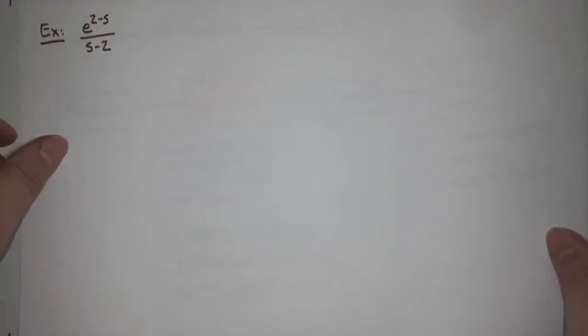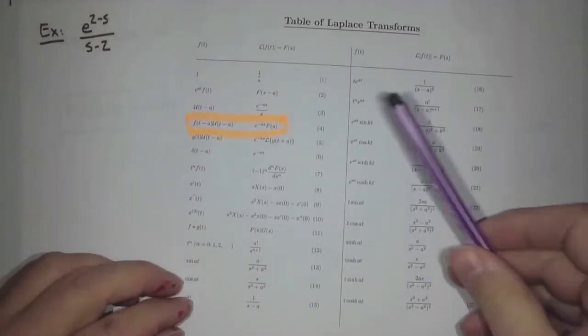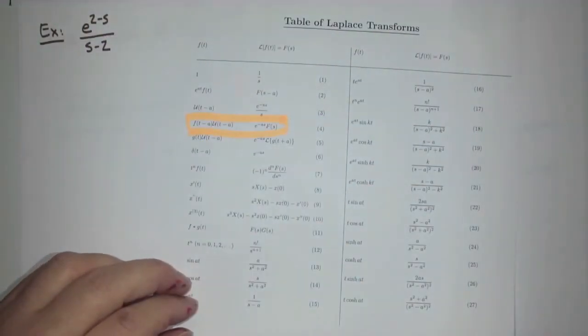Be comfortable with working with e to the a minus b. So for instance, if you saw e to the (2 minus s) over s minus 2, this won't be very profound, but I just want to make sure you'll do it. 2 minus s in the exponent is not really compatible with the table. Because whenever we have things in the exponent in our table, it's like e to the minus something s. There's no constant there. So what do?